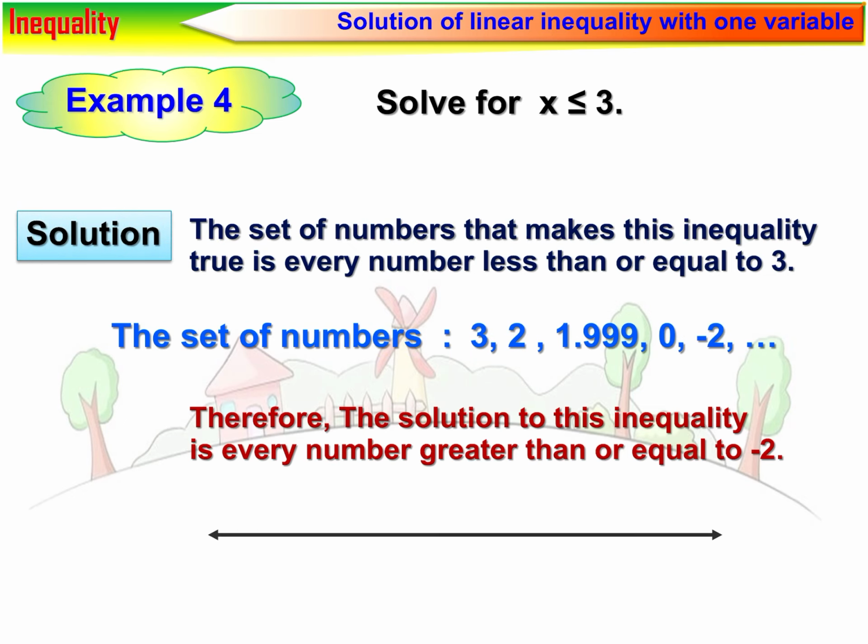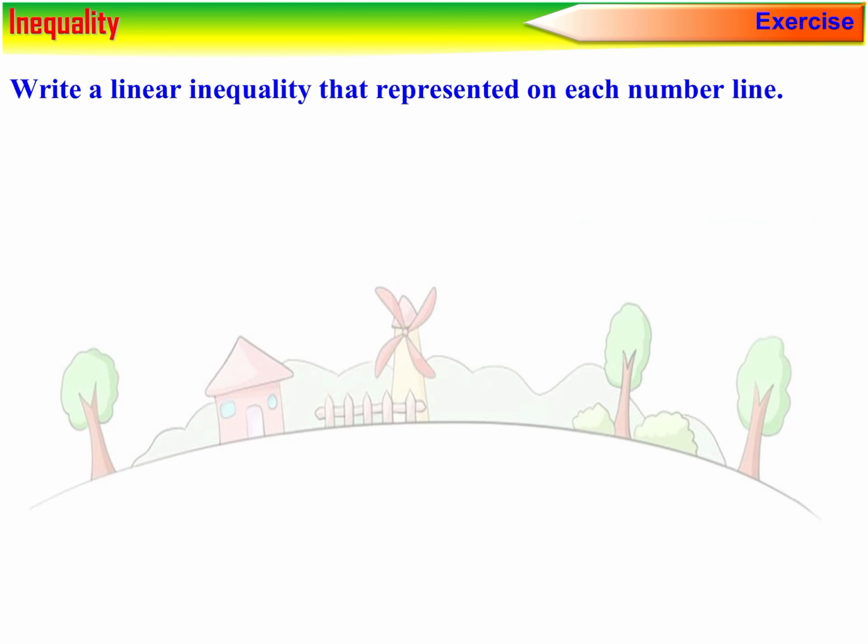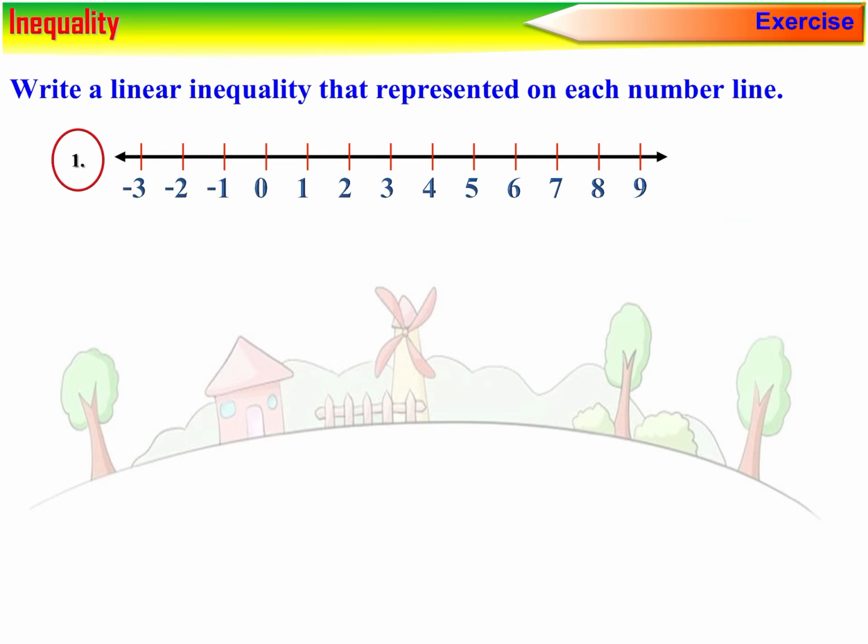Number 4. So for x less than or equal to 3, what you can do, you have 3 on the number line and use a closed circle because it includes 3, right? Then draw to the left hand side like this.